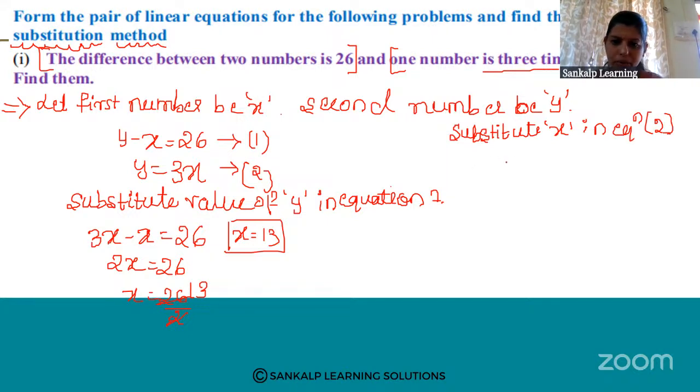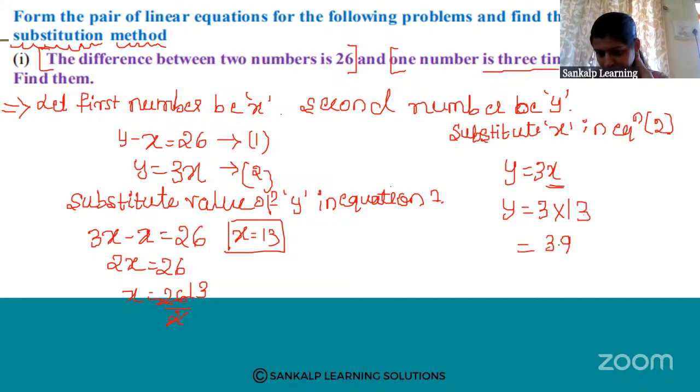So what is equation number 2? y is equal to 3x. So y is equal to 3 into, what is the value of x? x is 13. That means 13 into 3 is 39. So the y value is 39 and the x value is 13 here.